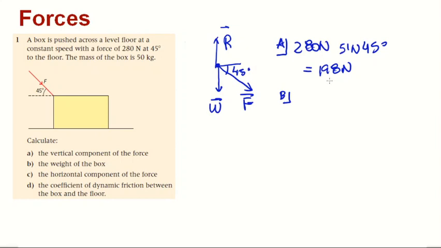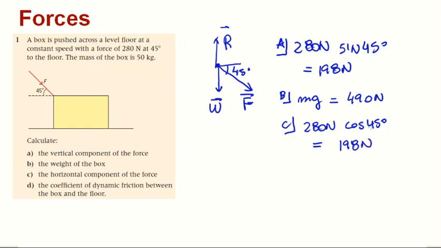Letter B, the weight of the box. That's mass times gravity. The mass of the box is 50 kilograms, with 9.8 here, so that would be 490 newtons. Letter C, the horizontal component of the force. Now instead of using sine, we're going to use cosine. So 280 cosine of 45, and that would be 198. Well, sine of 45 and cosine of 45 are the same, and this force is exactly in the middle, so it's shared equally horizontally and vertically.